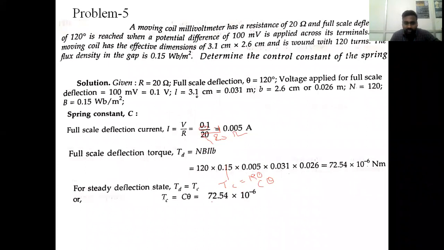So what is the value here? Capital C, the controlling torque, is equal to 7.254 into 10 to the power of minus 6 divided by 120. So we know the angle of deflection is 120 degrees. So what is the final answer?